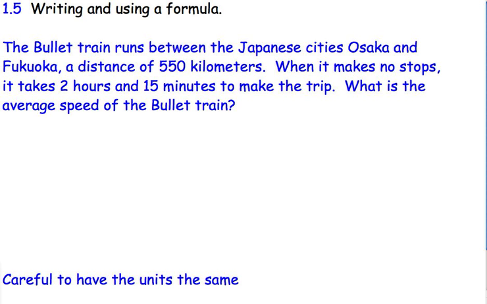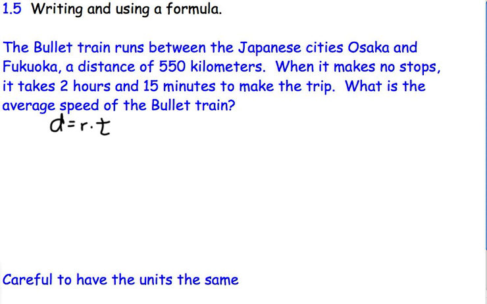Now, this is a tricky word problem because we're talking about average speed, and you're given 2 different times. You're given hours and minutes. So beware of that. But we're given distance and time. I wonder what we'd use for distance and time. Maybe the distance equals rate times time formula. That's a very common one.